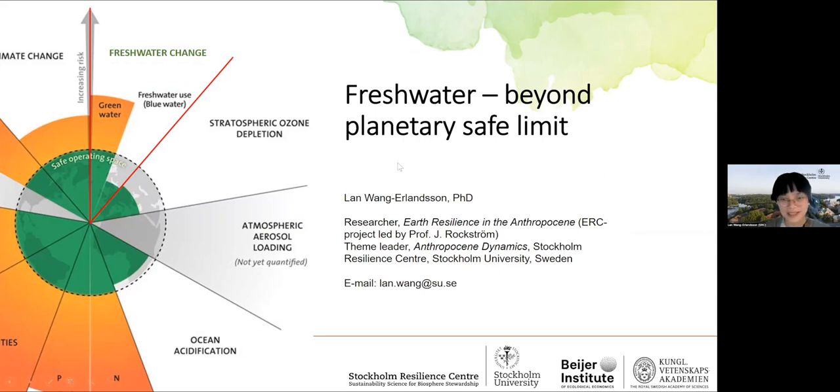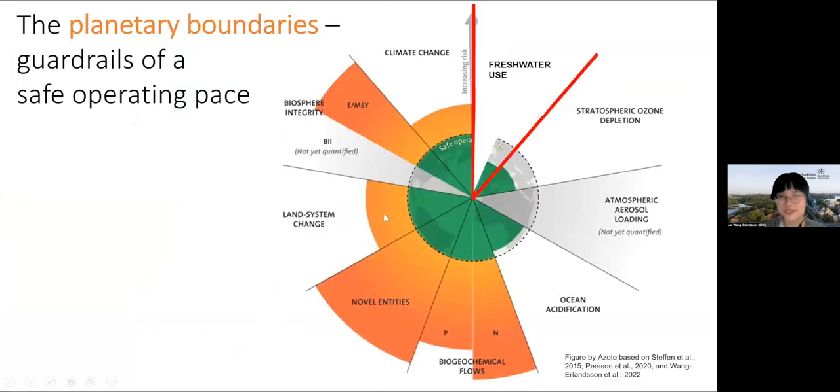But before we go into the freshwater part, maybe just a few words on the planetary boundaries framework to get everyone on board so we're on the same page. The planetary boundary framework was introduced more than a decade ago now as guardrails of a safe operating space to allow humanity to thrive and develop in. And it identified 9 critical Earth system processes that were deemed necessary for civilization to blossom and to sustain the Earth system functions necessary for that.